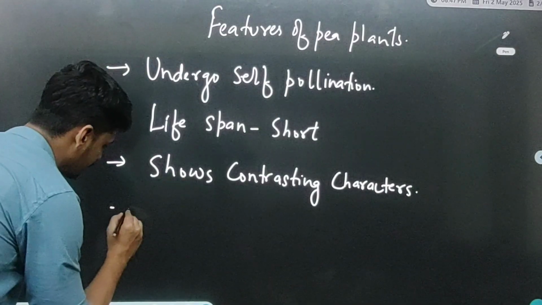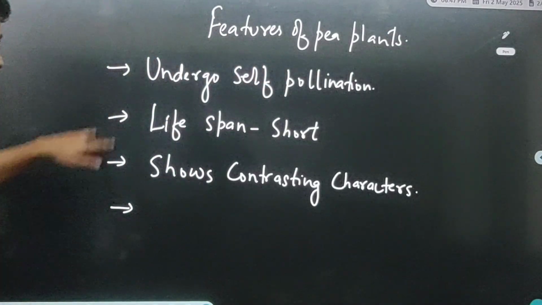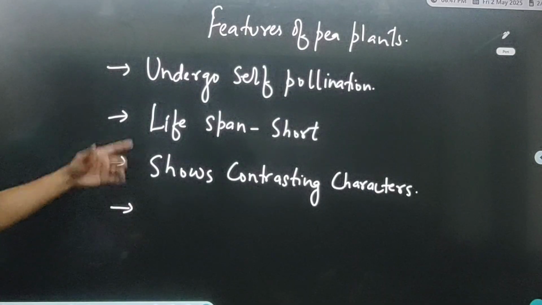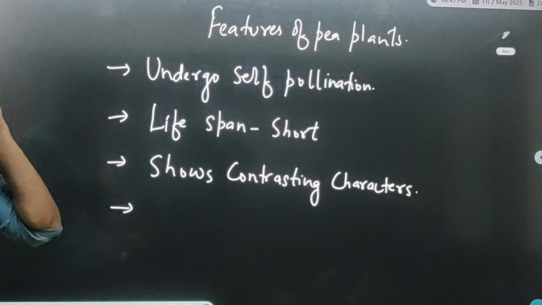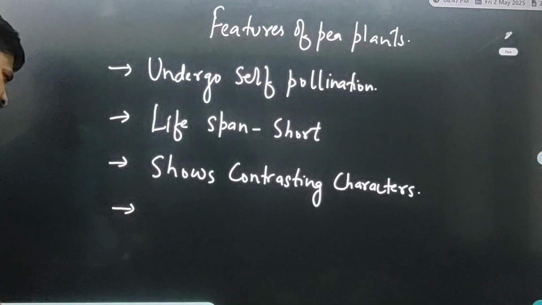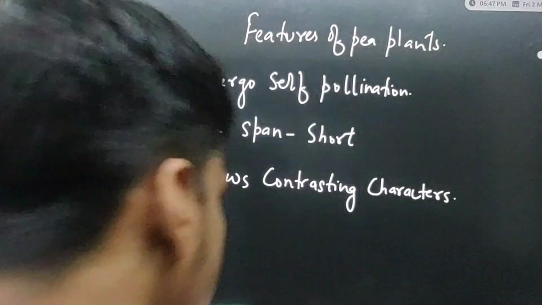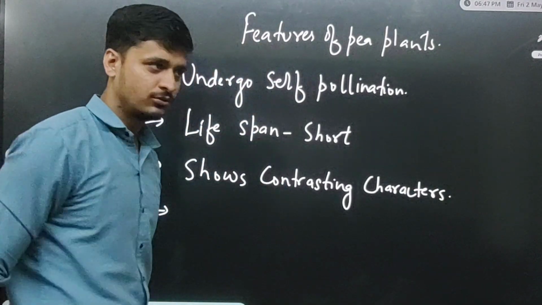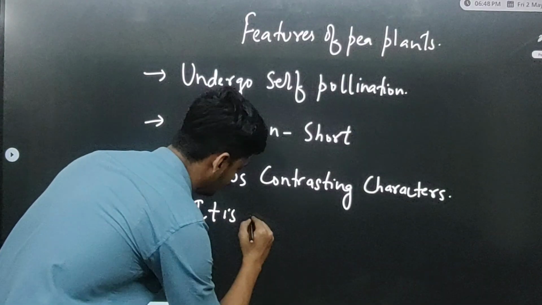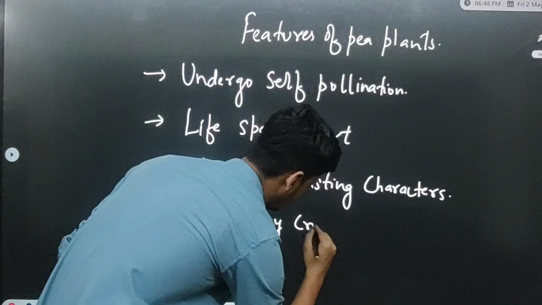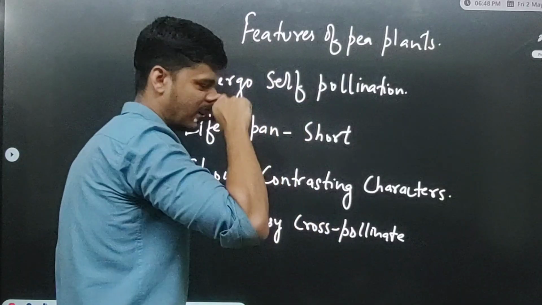Next feature of the pea plant: first, they undergo self-pollination easily. They have a short lifespan and they show contrasting characters, okay, and it is easy to cultivate the pea plant. Okay, so the next feature is it is easy to cross-pollinate the flower of the pea plant.